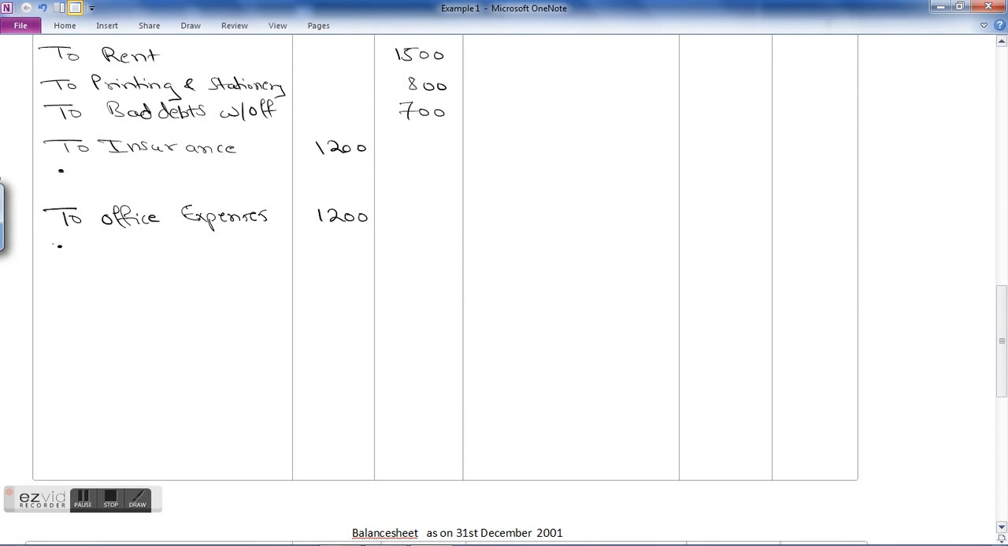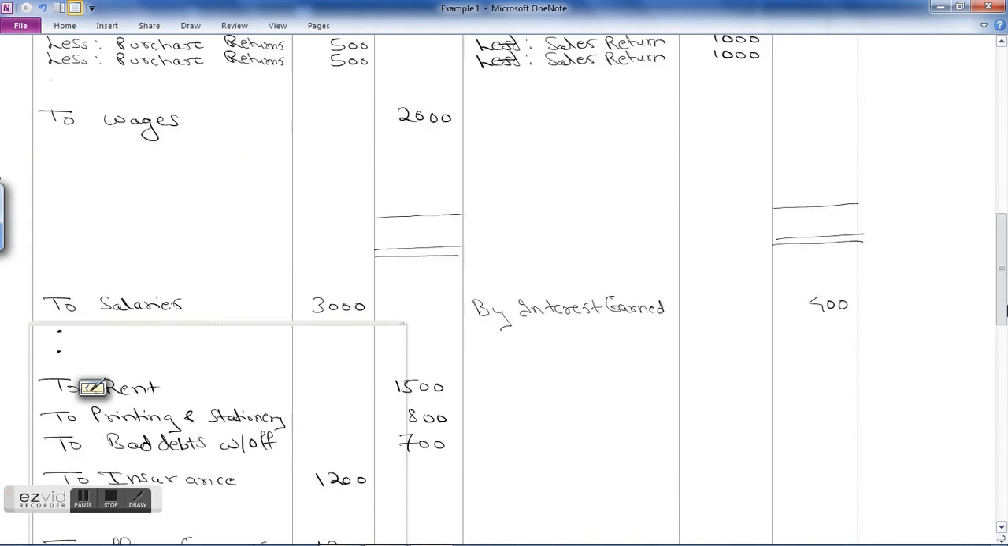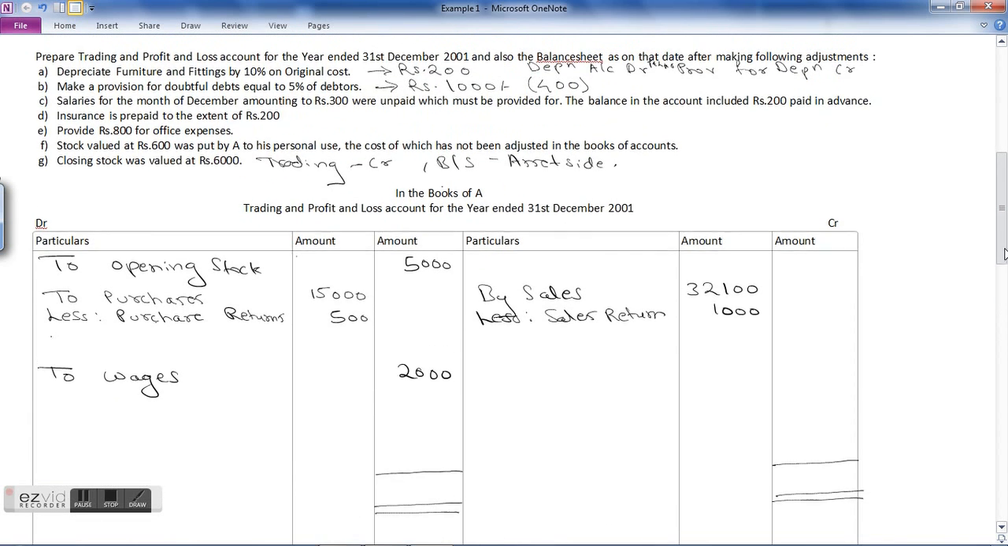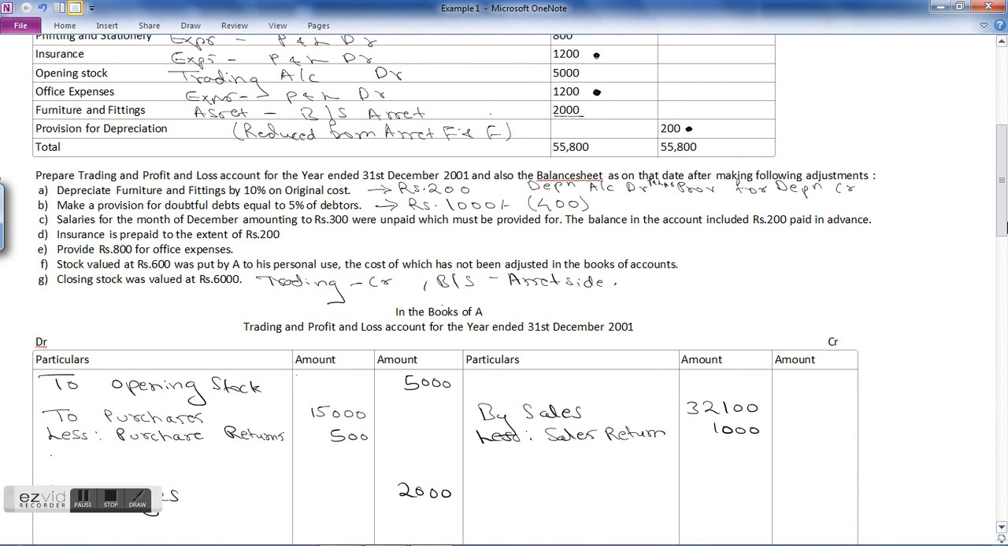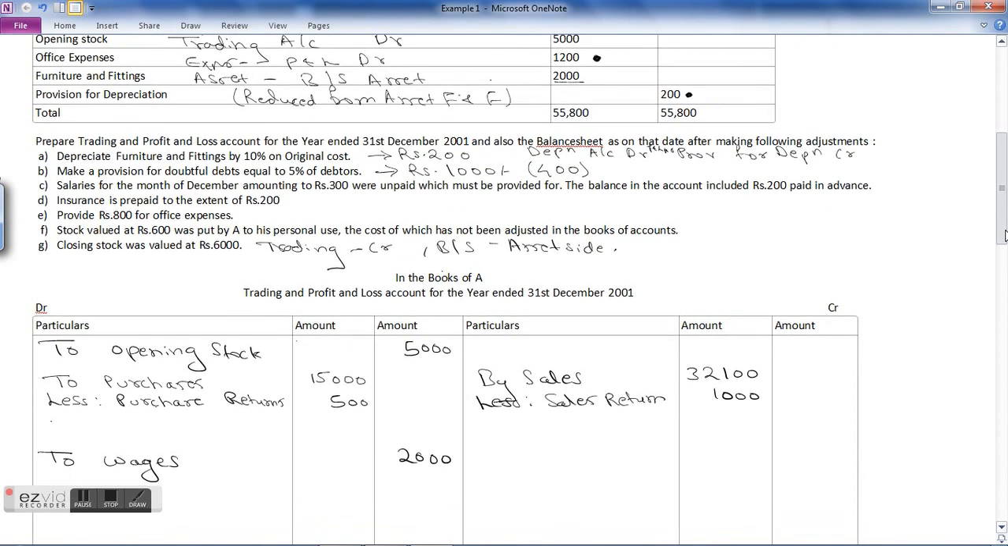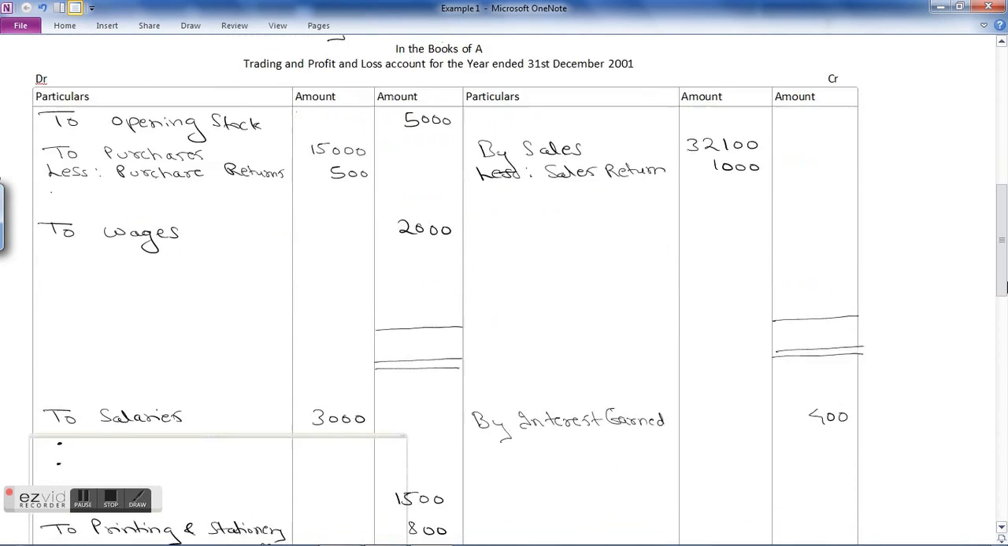Debit side. Then the next is furniture and fittings. It's a real account, asset 2000, balance sheet asset side. So furniture and fittings.